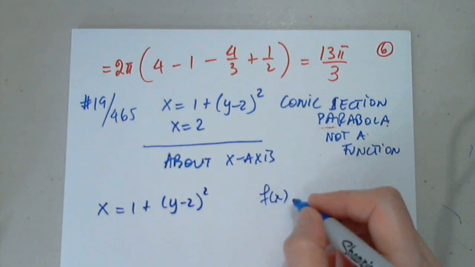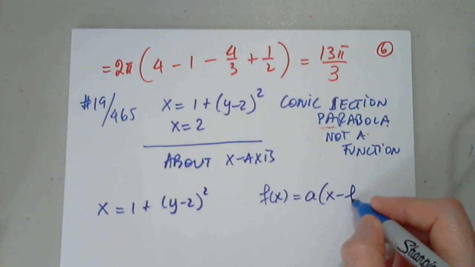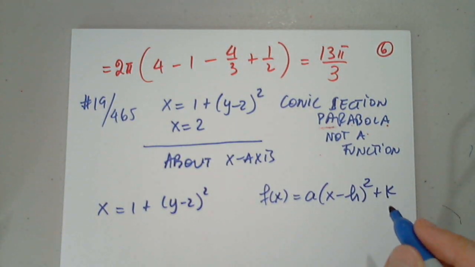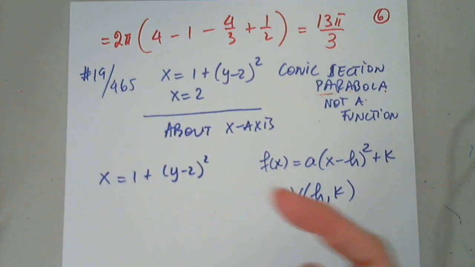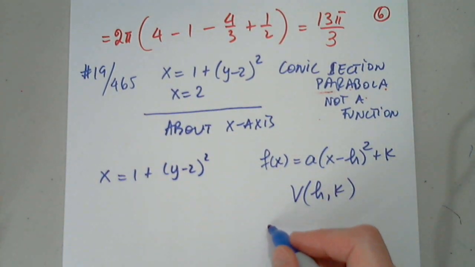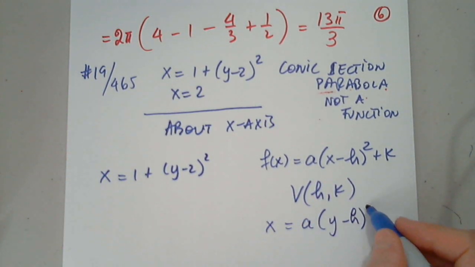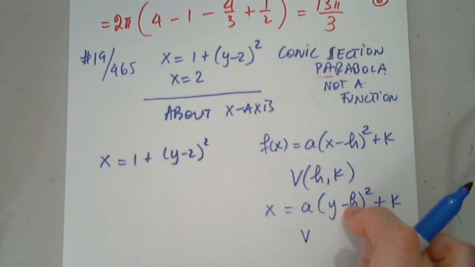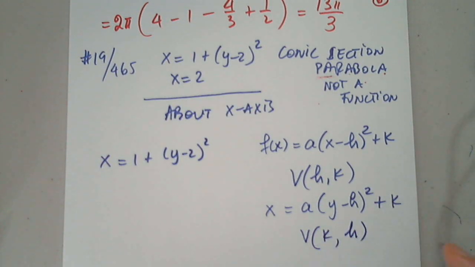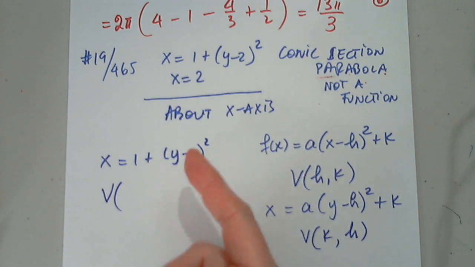I hope you remember from algebra that for a quadratic function given in the completed square format, the vertex of the parabola is h comma k. This situation is when we have x equals a (y minus h) squared plus k, so the vertex will be x comma y, so this will be k comma h. So the vertex in this situation will be 1 comma 2.